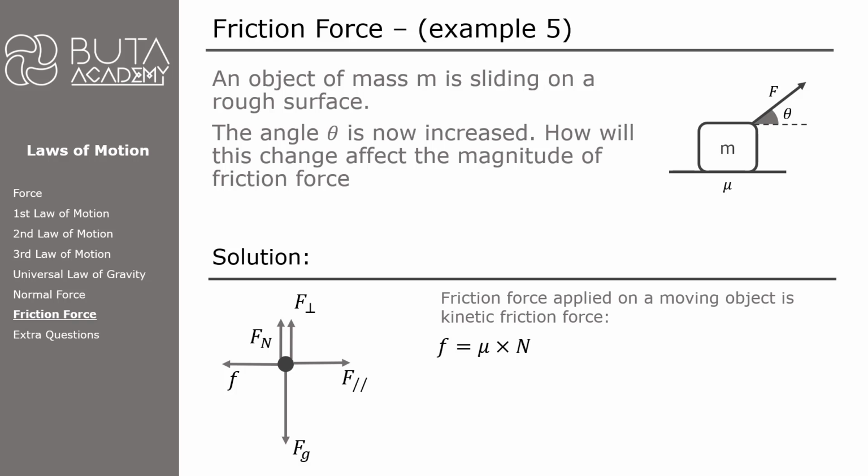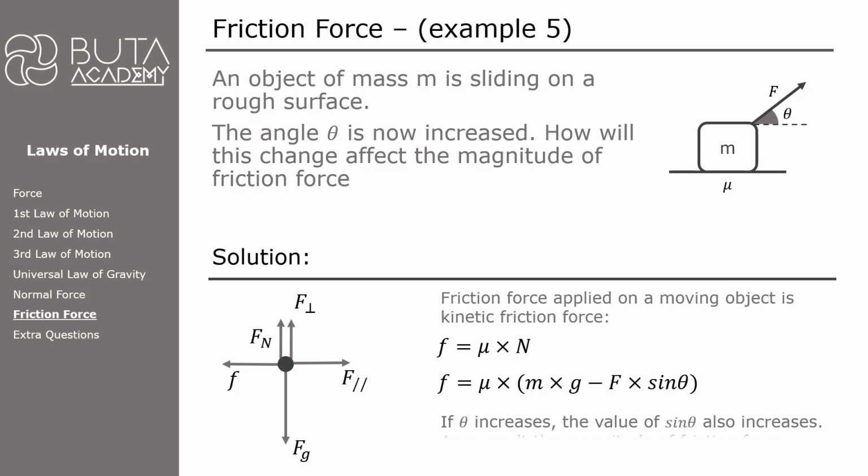When a force acting at an angle to the horizontal tries to pull an object, the magnitude of the normal force is equal to the difference of the force of gravity and the perpendicular component of the applied force. The perpendicular component is on a vertical axis, and the vertical axis is opposite to theta. Thus, F perpendicular is equal to F times sine theta. As we know, if we increase the angle, the value of the sine function increases. Due to the minus in the equation, the magnitude of the normal force and friction force decreases.